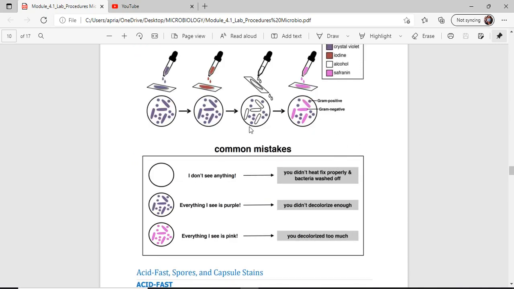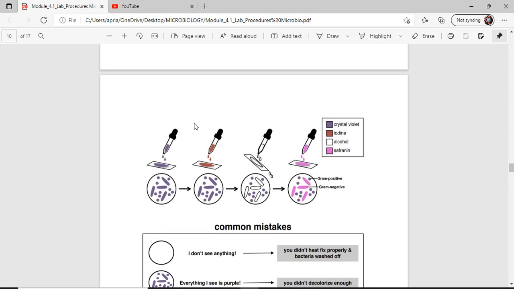Crystal violet will give a blue color. Then your Gram's iodine is brown. Then you have your decolorizing alcohol. This will wash off those that did not take up the crystal violet, the Gram negatives. Then your safranin as your counter stain. It will stain the Gram negative cells.